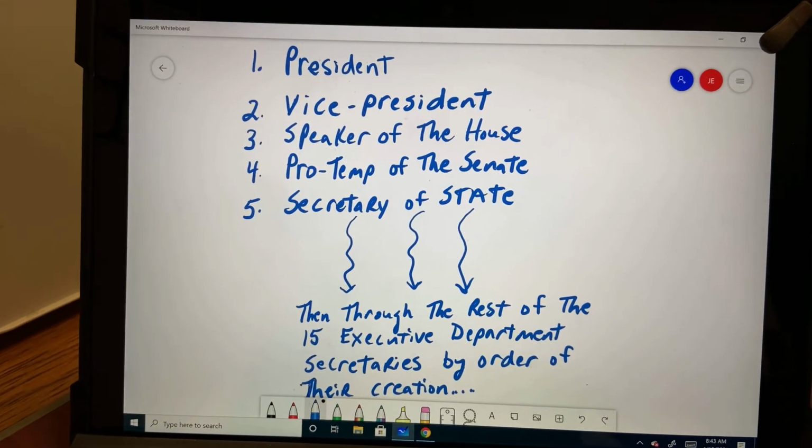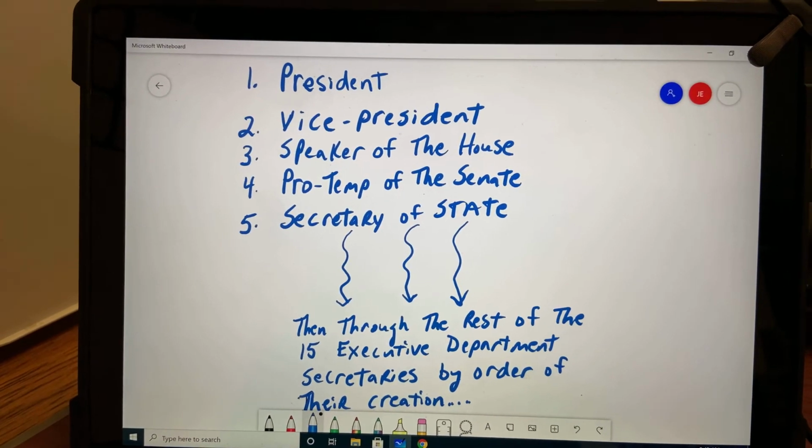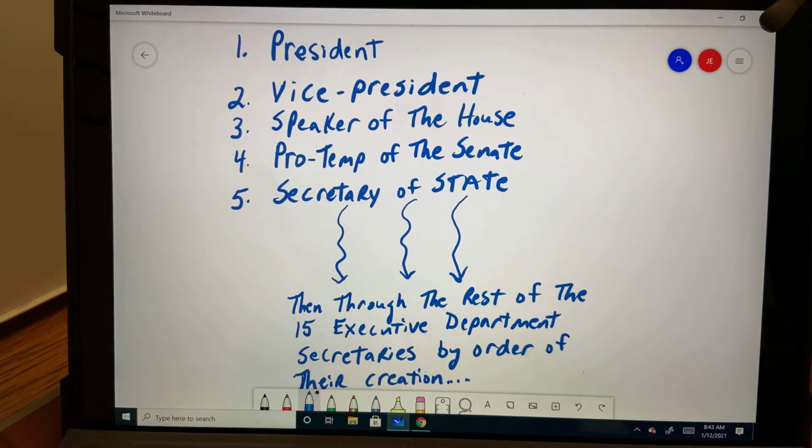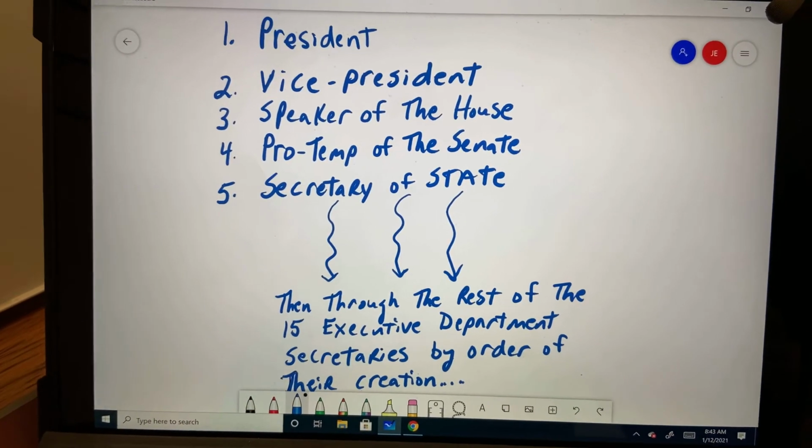Make sure you pause that and get that down. President, Vice President, Speaker of the House, the pro temp of the Senate, Secretary of State, and then through the rest of the 15 executive departments.